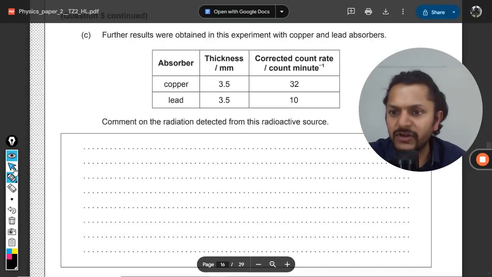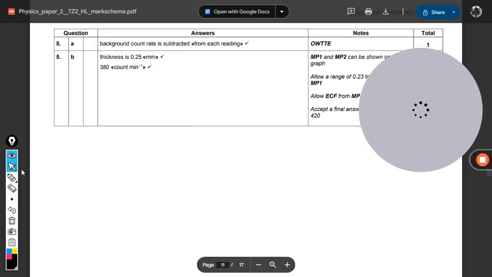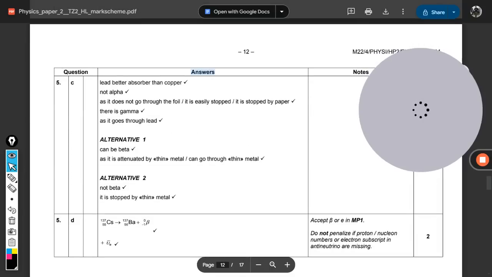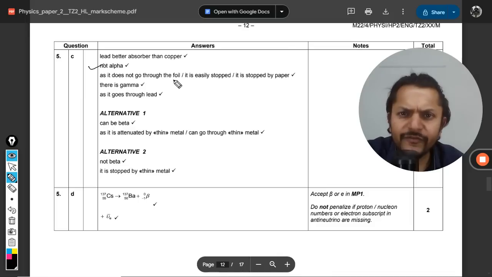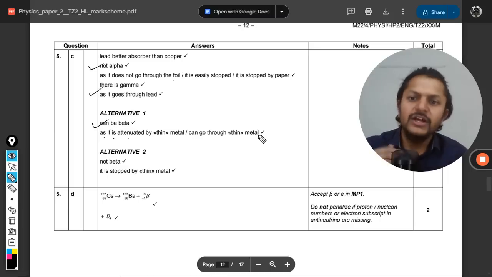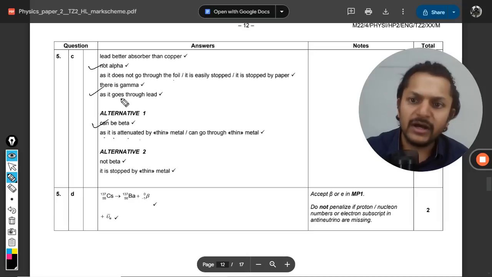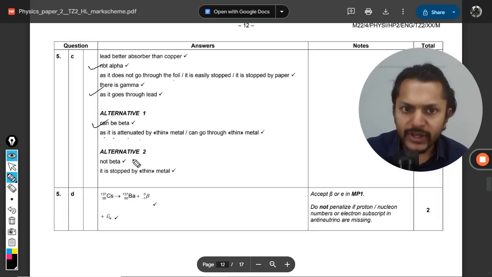Let us see what is given in the mark scheme. Okay. Lead is a better absorber than copper, so it is not alpha. As it does not go through the foil, it is easily stopped by paper. There is gamma as it goes through lead. It can be beta as it is attenuated by thin metal, it can go through thin metals. So it can be beta also because it can pass through metals, and it can be gamma. And the alternative is that it is not beta, as it is stopped by thin metal.